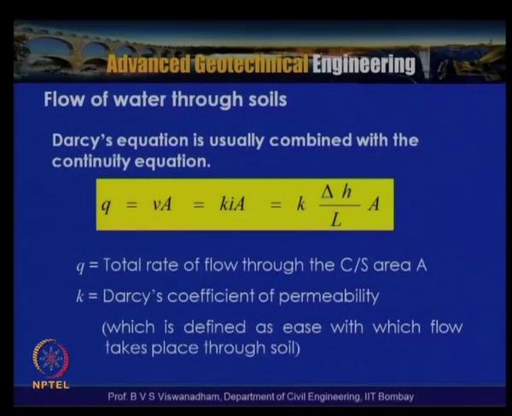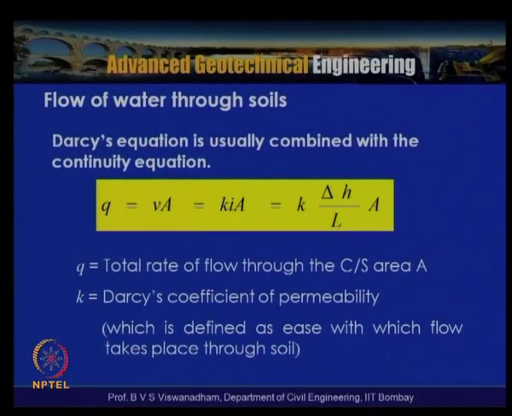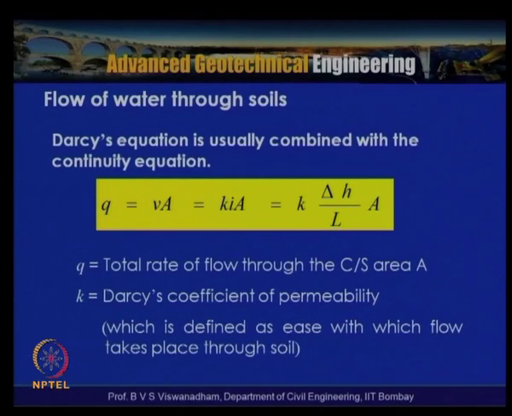And further, Darcy's equation is combined with the continuity equation, which is nothing but Q is equal to V into A, where A is the cross-sectional area over which the flow is occurring. Multiplying A by V, we get discharge, that is Q is equal to V into A is equal to KiA, where K is the coefficient of permeability and delta H by L is nothing but the hydraulic gradient, that is head loss over a length L, and A is the area over which the flow is actually happening.